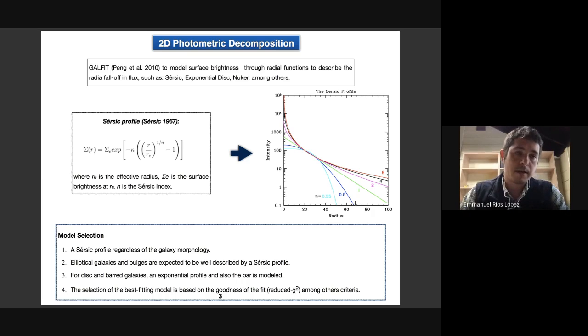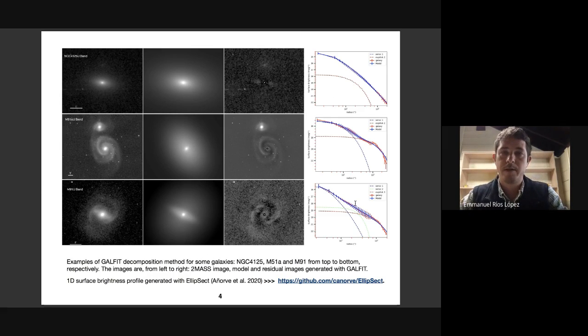Regarding the model selection that we did with GALFIT, briefly, we start by fitting a Sérsic profile, regardless of the galaxy morphology. For instance, if we have a disk galaxy, we fit individually a Sérsic component for the bulge, and also an exponential disk for the disk of the galaxy. We fit these individually, and then, if we have two or three components depending on the morphology, we fit the components together in order to obtain the final model. This image illustrates this procedure.